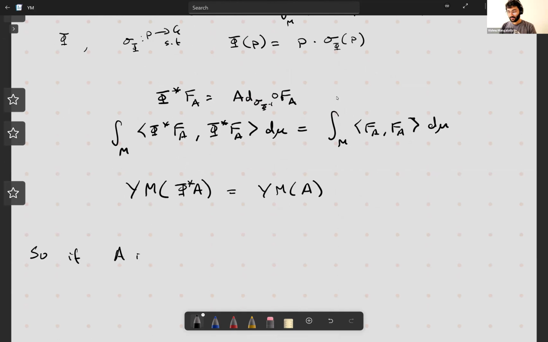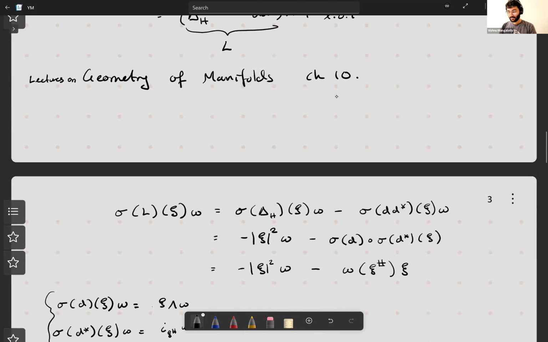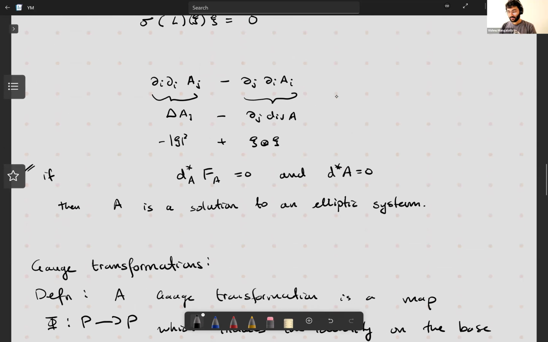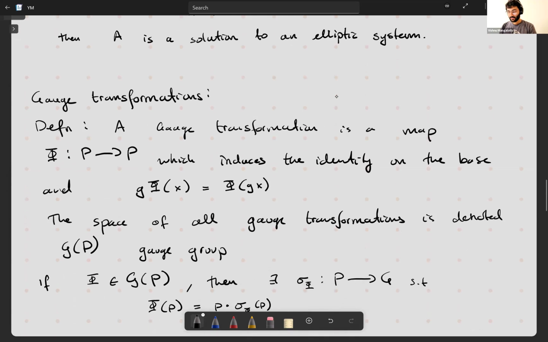Right, so if A is a Yang-Mills connection, then so is phi star A. That's quite useful because if we have a Yang-Mills connection A that satisfies this equation, then maybe we can apply a gauge transformation to get a Yang-Mills connection that satisfies this thing, which, because it's a gauge transformation, also satisfies this property here. Okay, and then we have a connection that is a solution to an elliptic system.